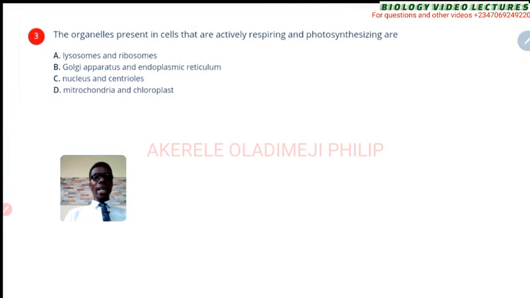The organelles present in cells that are actively respiring and photosynthesizing are, well, respiration means the release of energy from absorbed or digested food. The organelle that does that is mitochondria, and photosynthesizing, of course, is done by chloroplasts. So we're looking for the option that has both of them, and that's option D.